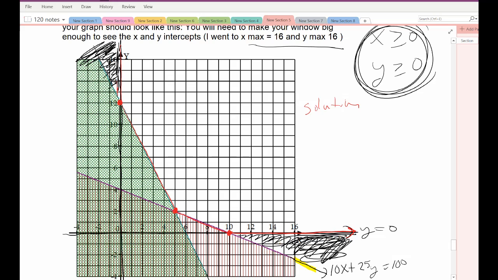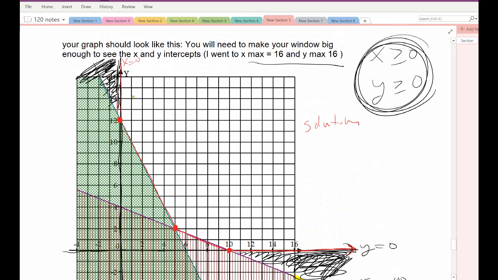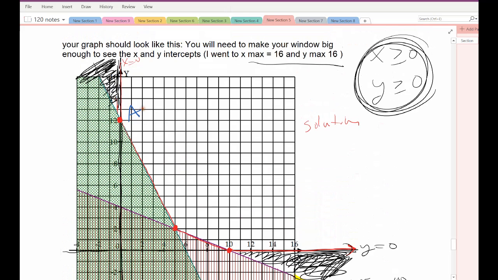Wherever there's a corner, right, there's a subtle corner there, and there's a subtle corner there. When it goes through two of my lines, and so this was the line x equals 0, and then the green line, which was the 10x plus 5y equals 60. This was a corner. And so I'm going to call that corner point A, that corner point B, and that corner point C. Now A is pretty easy.